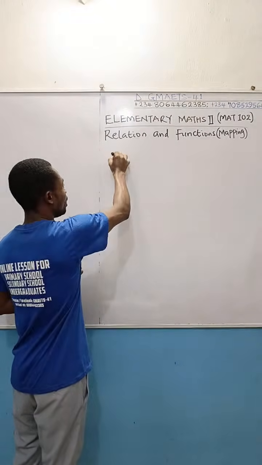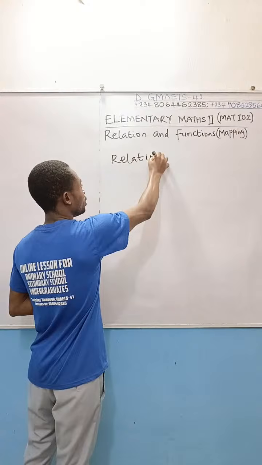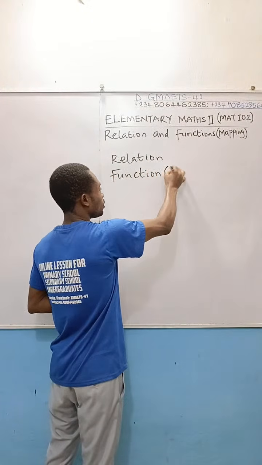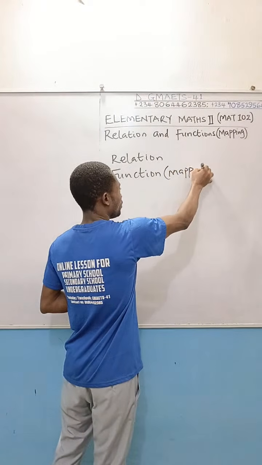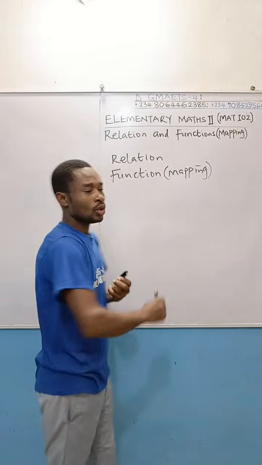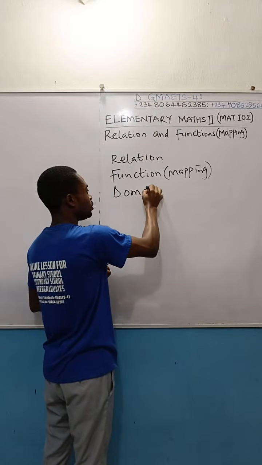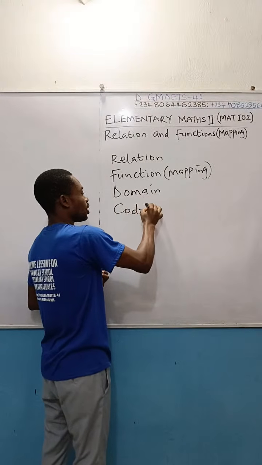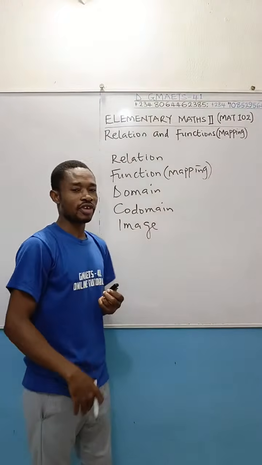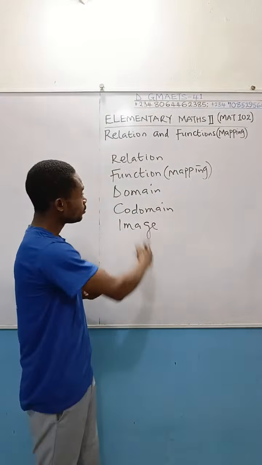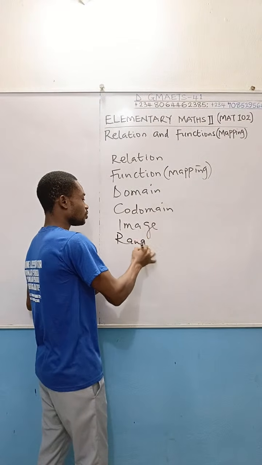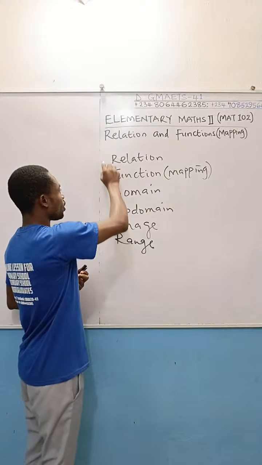So we shall be looking at relation. We are going to define this term, relation. We are going to define function, also known as mapping. Are you following? Mapping. We are going to look at the concept of domain. We are going to talk about codomain. We are going to look at the concept of image. I'm trying to give subtopics, various things you are meant to learn under relations and functions. We are going to talk about range.